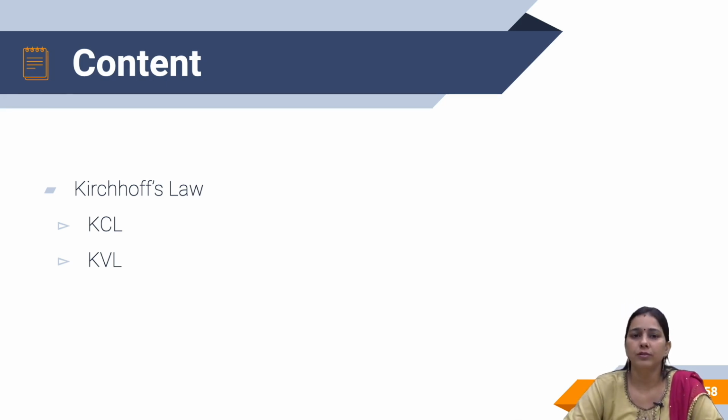In 1847, G.R. Kirchhoff extended Ohm's law to two more laws. The first law was named after him as Kirchhoff's current law, which is also known as the point law or the junction law. The second law was named Kirchhoff's voltage law or the mesh law. It is also known as the loop law. We will go through these laws one by one.